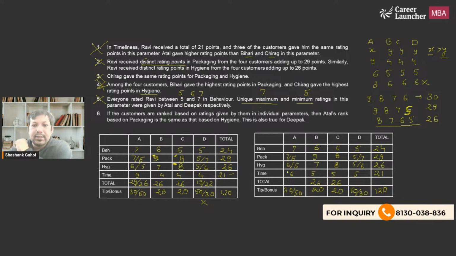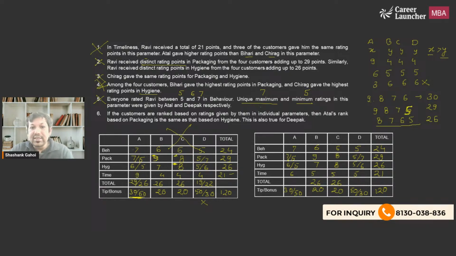Now what is the problem over here in this arrangement? Because his score is either 29 or 26 in both the scenarios, from Atal, Ravi is definitely going to get a bonus. He will not be receiving a tip. So 30 or 50 will not be a possible arrangement in this case, right? So it is going to be 20 plus 20 plus 20, that is going to be 60. 60 plus 50 cannot be equal to 120, that is going to be 110. So this arrangement that we have calculated is a false arrangement.